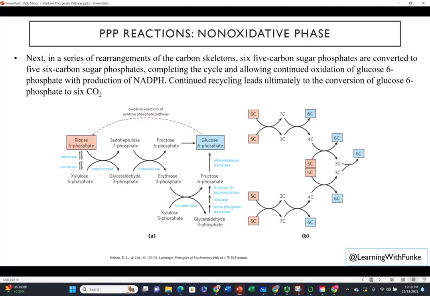And on the right, the key point to note here is if you count the number of 5 carbons, we end up having 1, 2, 3, 4, 5, 6. So we have six 5-carbon compounds, right? And then we end up having how many 6 carbons? 1, 2, 3, 4, 5, right? So if we start with six 5-carbon compounds, we end up with five 6-carbon compounds. It's still overall 30 carbons, right? But that's the overall summary of the reaction flow for the non-oxidative phase, rather.